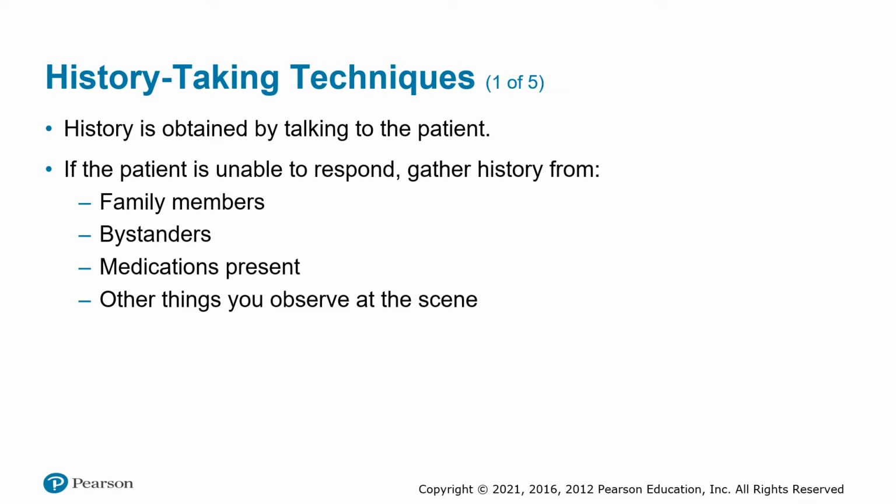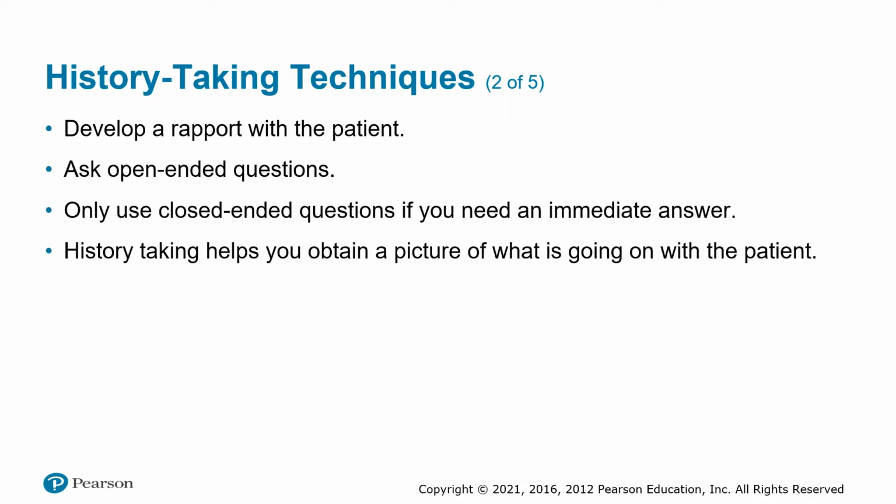So, techniques. History is obtained by talking to the patient. If the patient is unable to respond or they don't know their history, then you can use family members, bystanders, medications, and anything that you observe at the scene, like insulin syringes, drug paraphernalia, or medications, or various other things.